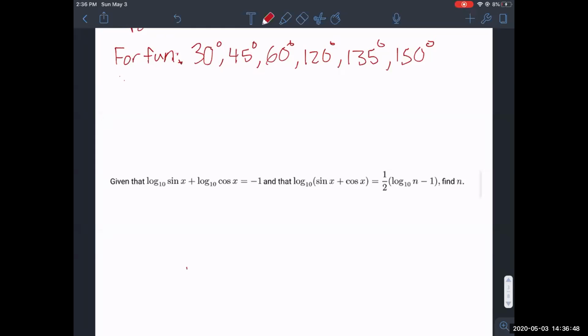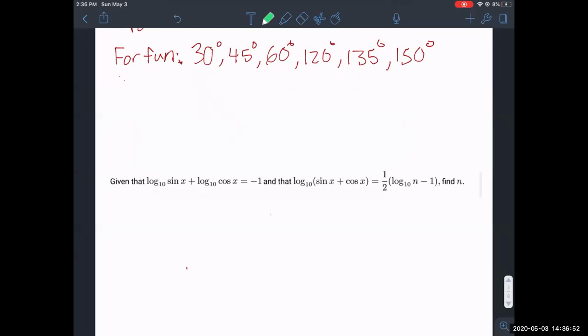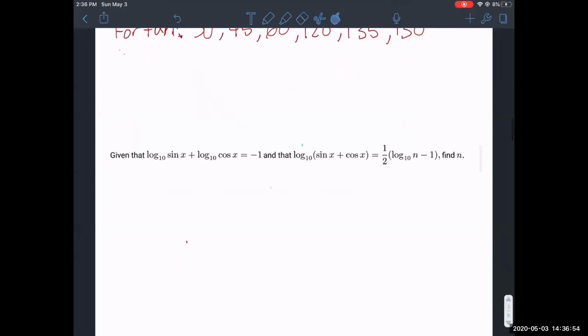Okay, this one's tricky in that you have to remember both stuff about logarithms and stuff about trig, but let's just give it a try. So the first thing that you do, let's take the first equation and see if we can turn it into something that might be a bit more manageable.